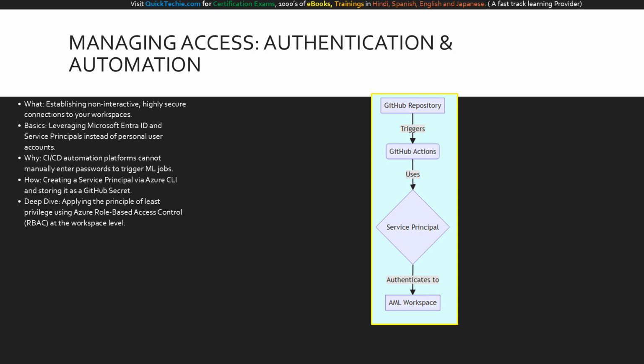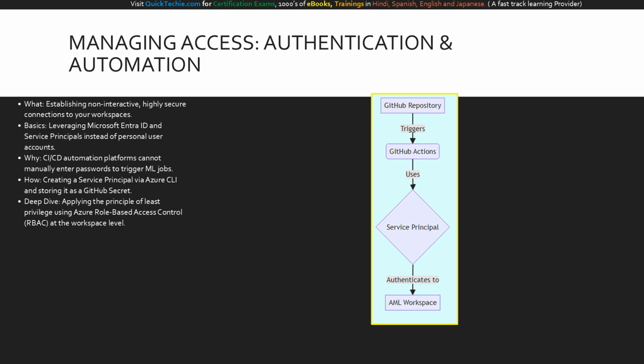This means the automation identity can only perform actions within the specific workspace it is assigned to, keeping our cloud environment highly secure. Let's break down this security architecture using the diagram on the screen. At the top, we start with the GitHub repository, which houses your machine learning code. When a developer pushes a change, it triggers the next node, GitHub Actions.